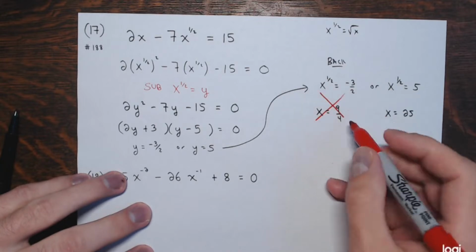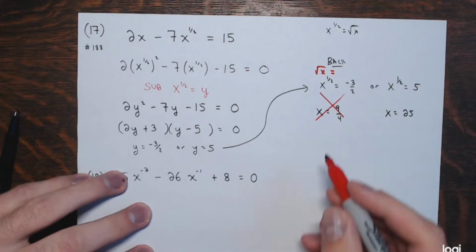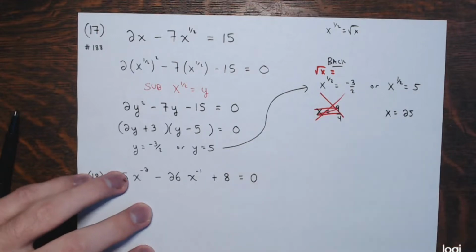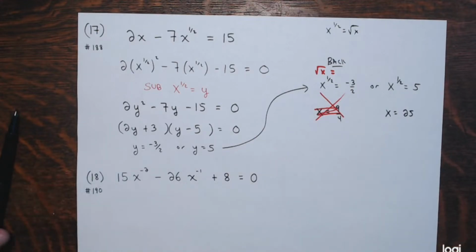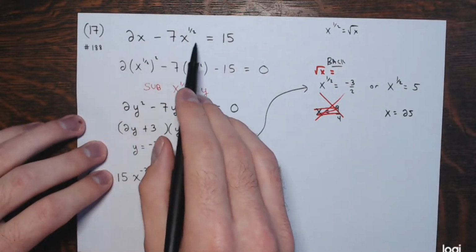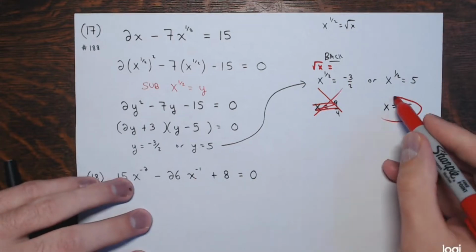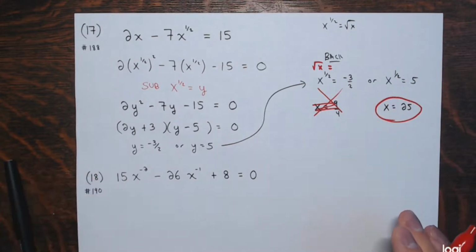So this is, again, just like the square root of x equals a negative. You didn't get any solutions from that. So 9/4 doesn't work. But 25 does. 50 minus 35 equals 15. That is correct. So the only solution to this equation is positive 25. Great.